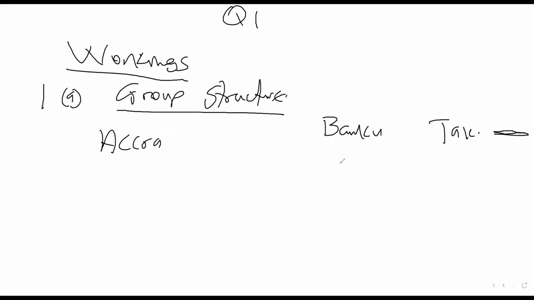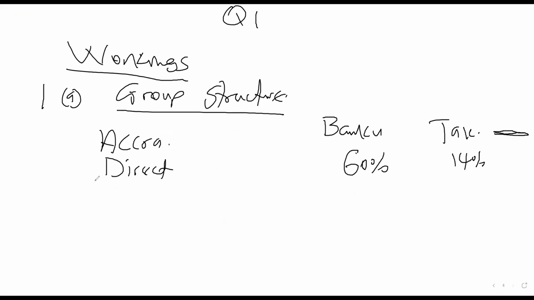Oh, I didn't write the figures. So here, write direct holding. Right here, direct interest. Accra Limited holds 60% direct, and it holds 14% in TAD. Good. That's what you have to do.